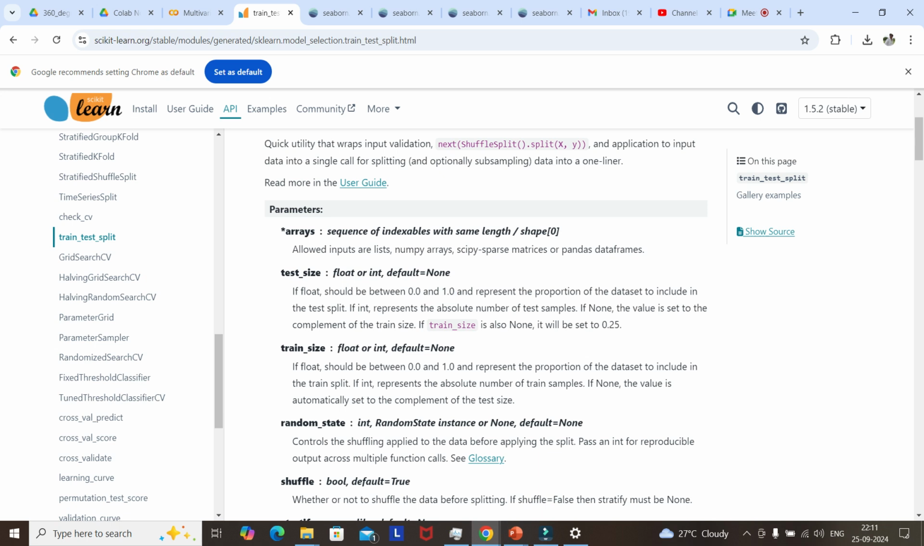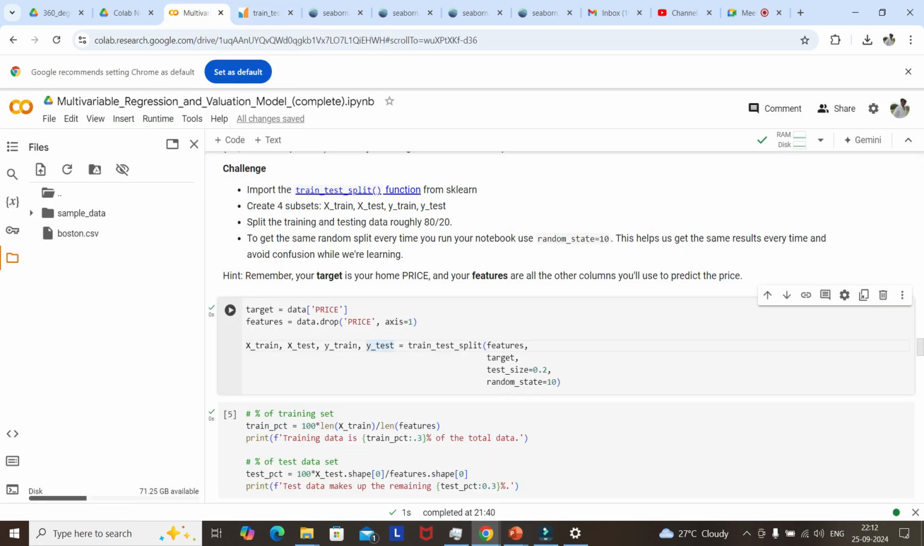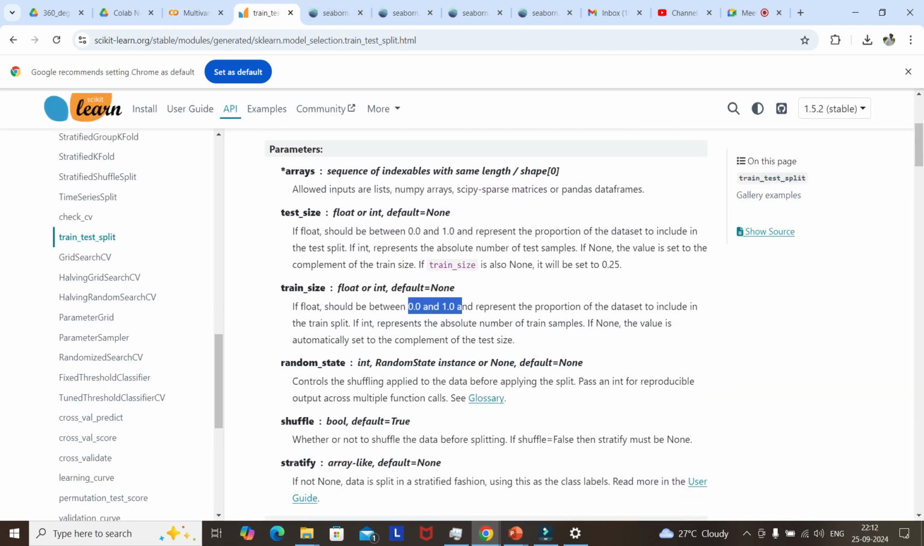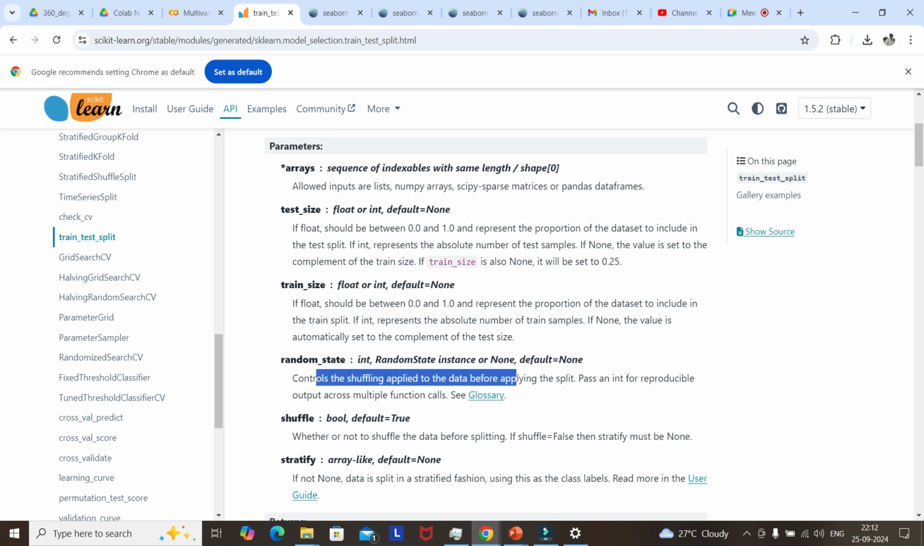We can give the train size as well as the test size. But if I just give the test size, it automatically takes the train size as the complement of the test size. Complement is nothing but, because the value should be 0 to 1, it will be 1 minus 0.2. So that's the thing. Then what is the random state? It shuffles the data before applying the split.